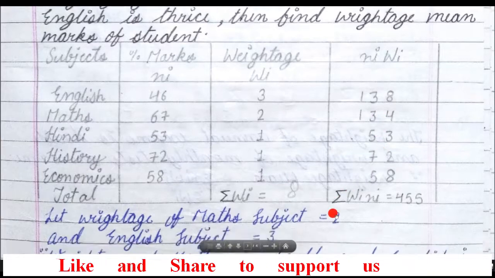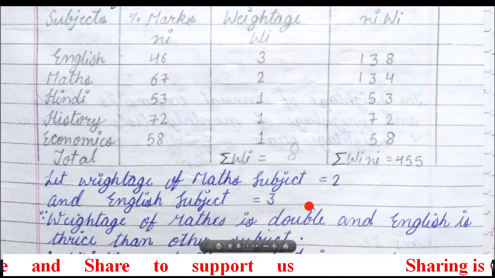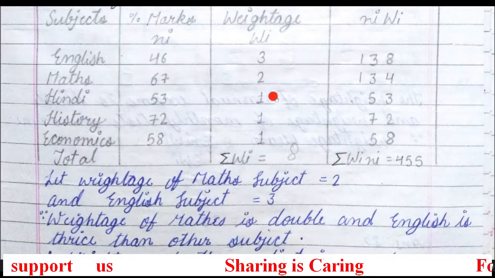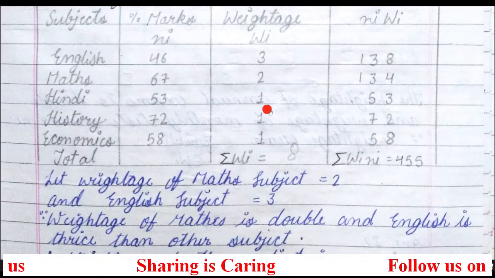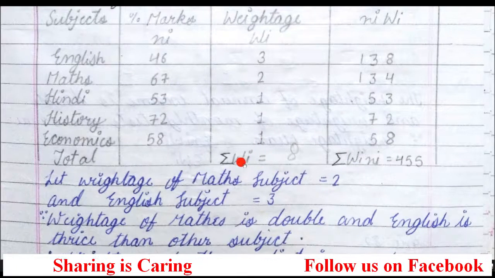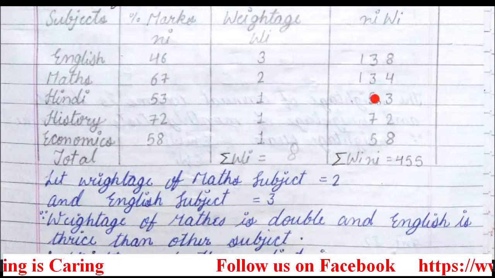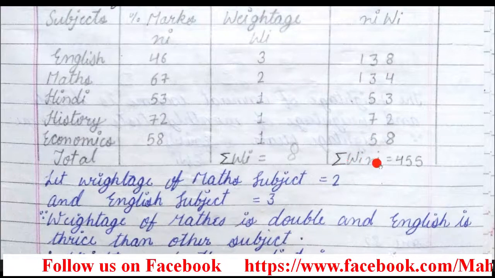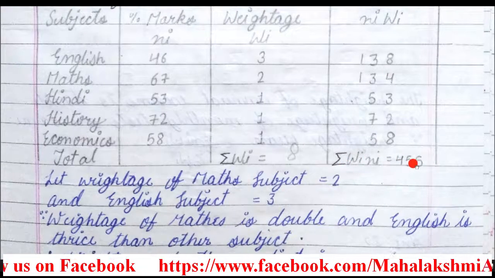Then finally, as we had done in the mean, we have to find the total of frequency. Instead of frequency, here wi will come. So the total of wi is 8, and instead of sigma fi xi, here sigma wi xi is 455.